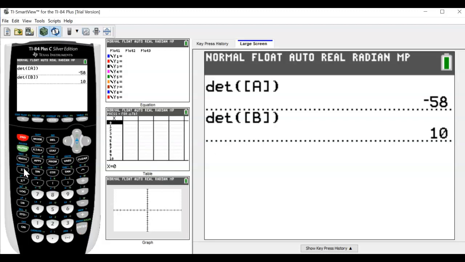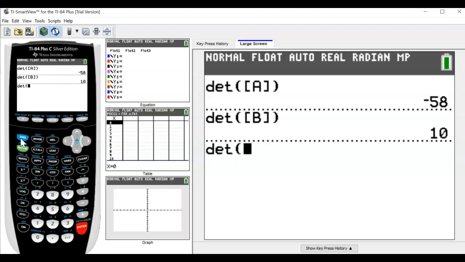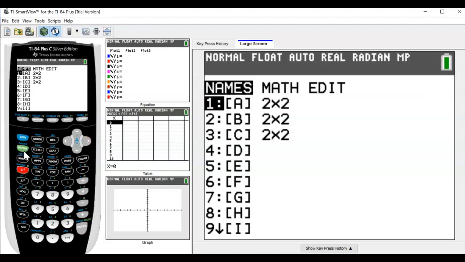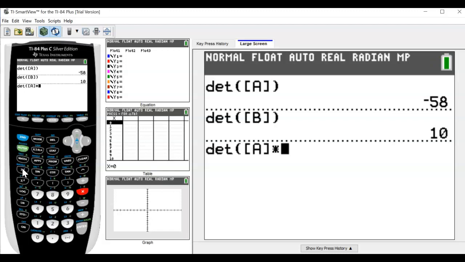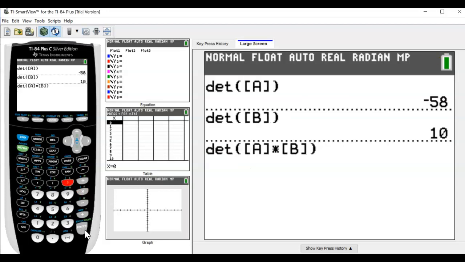And then I've already multiplied A times B. You could do this a number of ways, but you can check, you could find the determinant of A times B. Sorry about that. So A times the second matrix B. So I could put it in there and get negative 580.